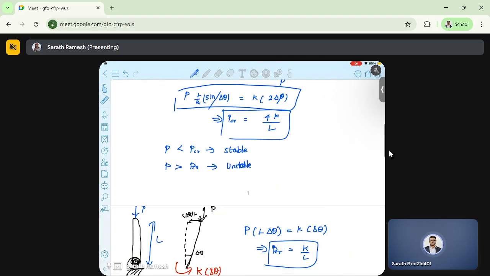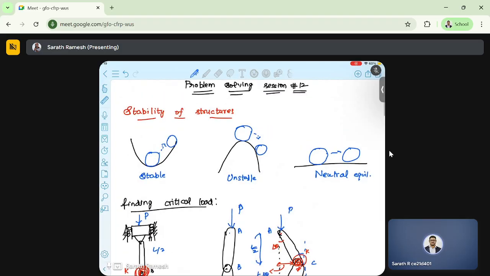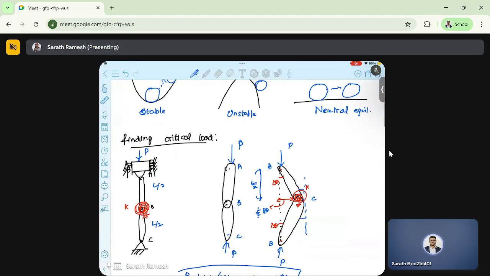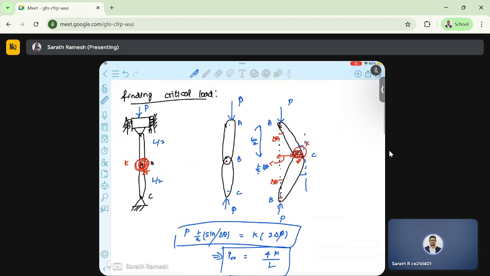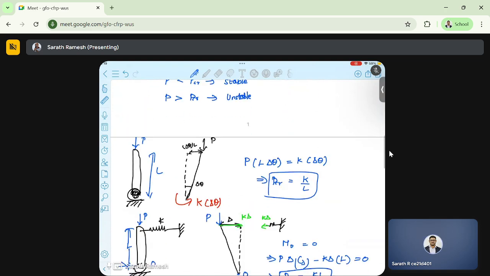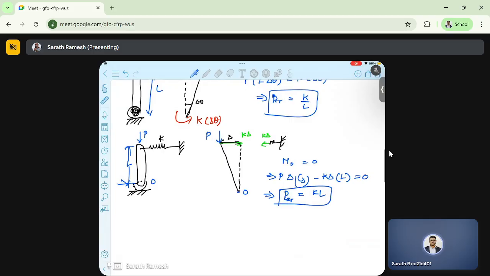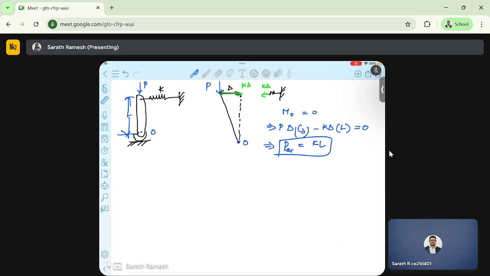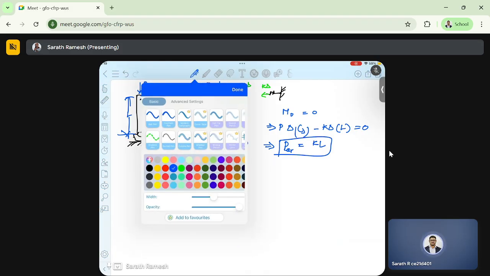So we have just seen the three modes of equilibrium: stable equilibrium, unstable equilibrium, and neutral equilibrium. We have also seen what we mean by critical load and how to find it, right? We understood the initial configuration and the deformed configuration. It's about the equilibrium in the deformed configuration; we don't take equilibrium in the initial configuration, right? So moving on, let's see some problems from Euler's formula.